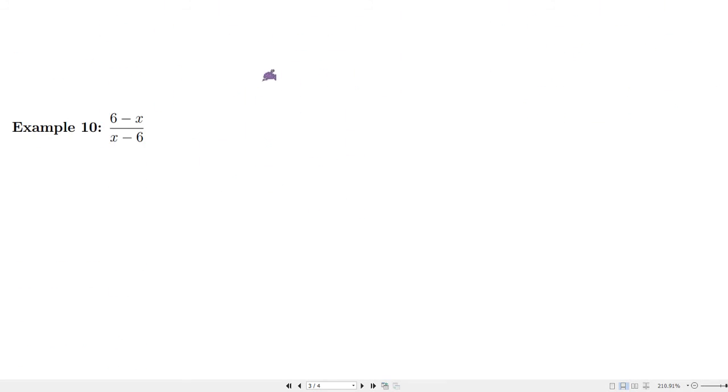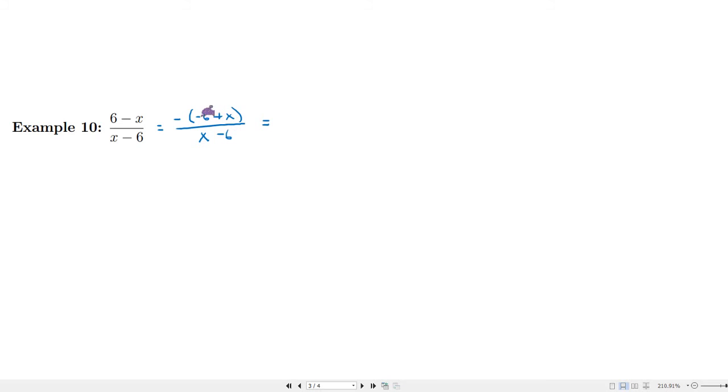For this next example, I just want to show you how you can manipulate things a little bit with negatives. So notice that I have 6 minus x divided by x minus 6. So these are very similar, the numerator and denominator, except they differ by a negative. So what happens if I factor a negative out of the numerator? If I factor a negative, then I get negative 6, right? And then I will get plus x. Denominator stays the same, x minus 6.